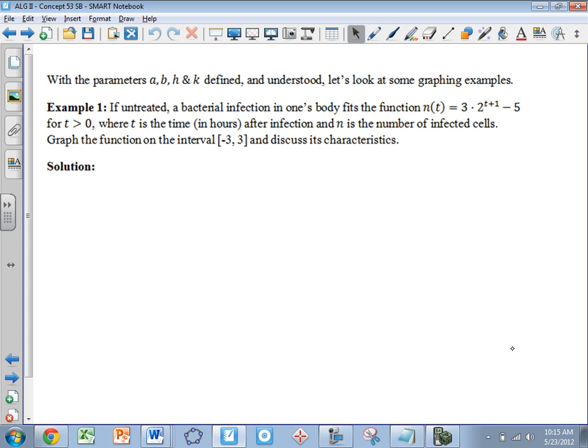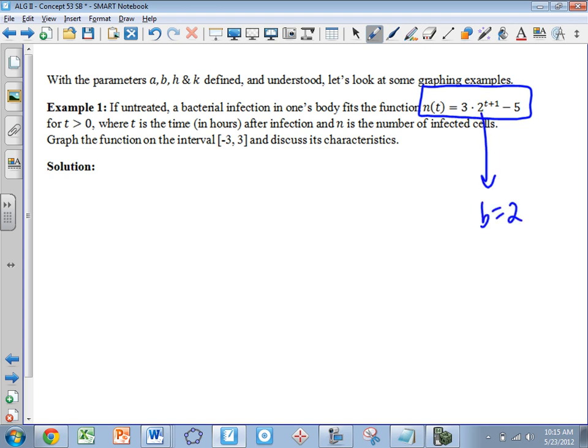So imagine if you have a bacterial infection and you let it go untreated for a little while. What it will do is follow this function. Now, this function that I'm giving you tells us right away certain things. First off, we look at the b value. The b value is 2.